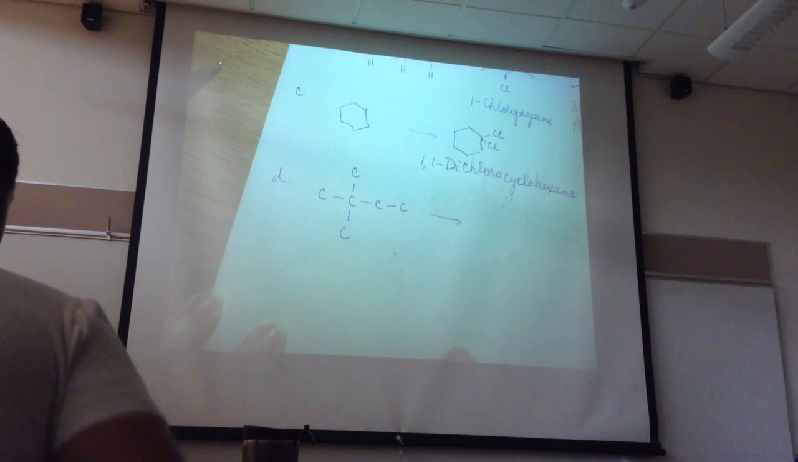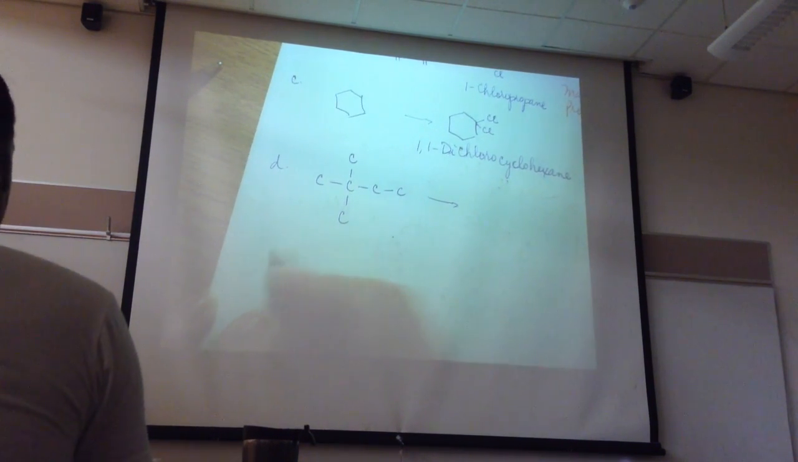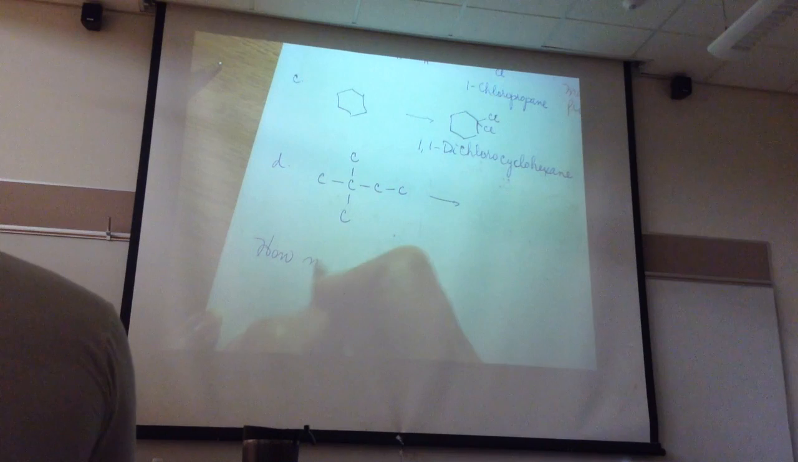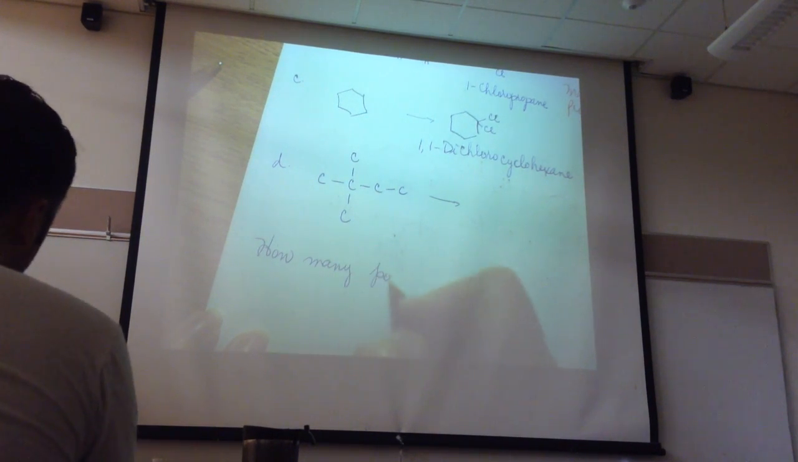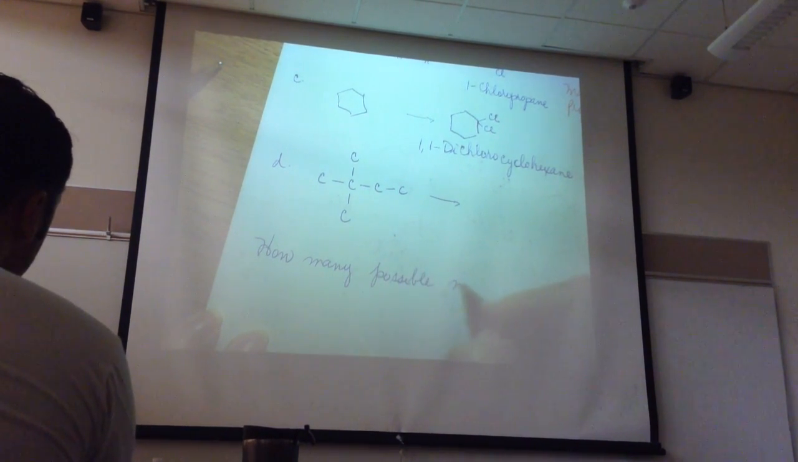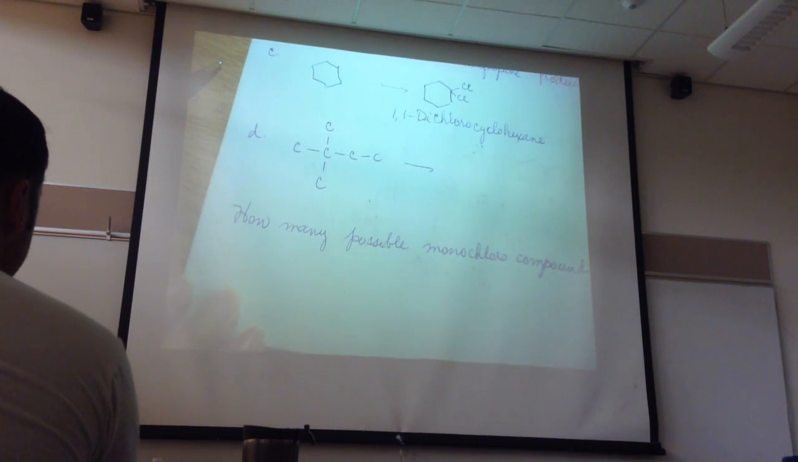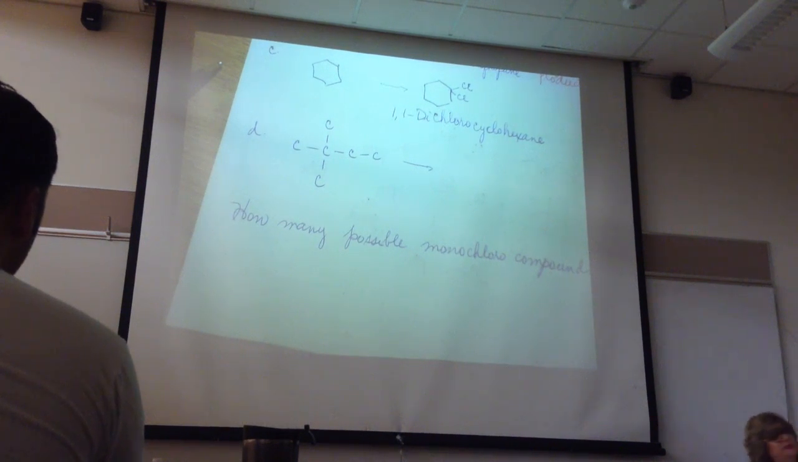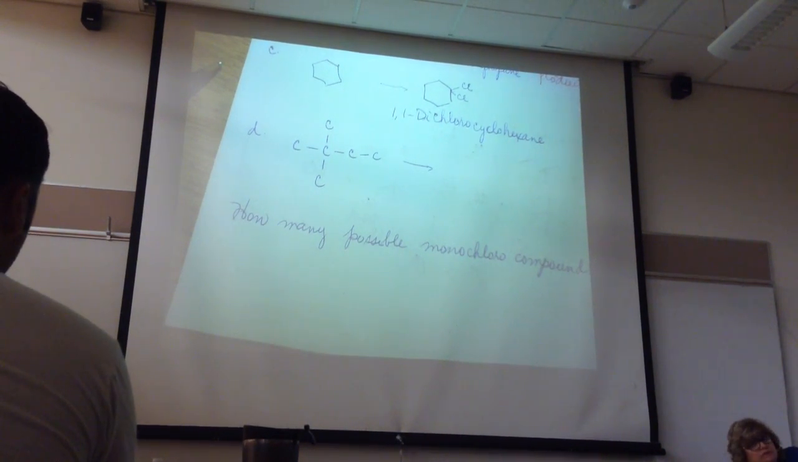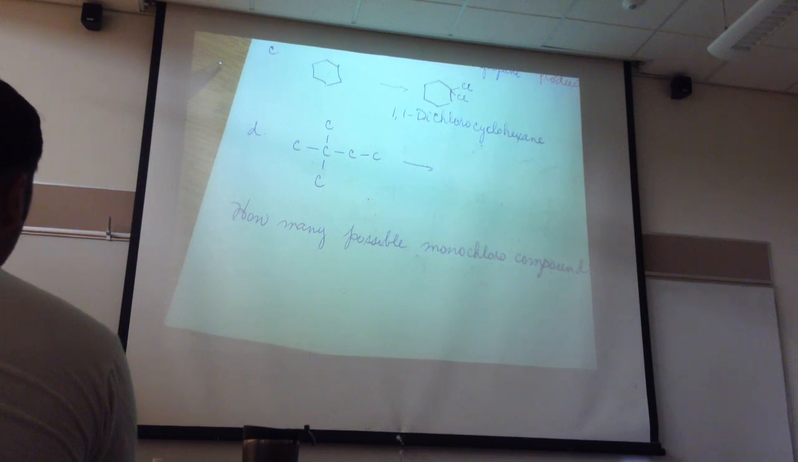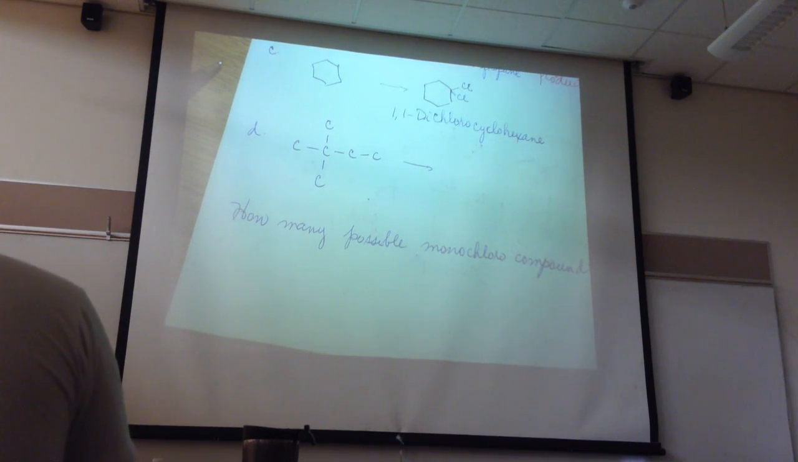So how many possible monohalogenated compounds would you get from here? How many possible monochloro compounds from the 2,2-dimethylbutane above? Anybody? He's telling me 4.